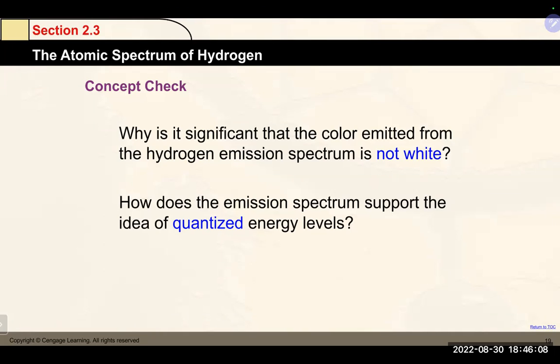Again, each line that you see is related to an electron transitioning. So if you see a particular color, like in hydrogen, that may be related to the electron going from the third energy level to the second. And you see a different color, that would be related to it going from, say, the fourth energy level down to maybe the second, and so forth.